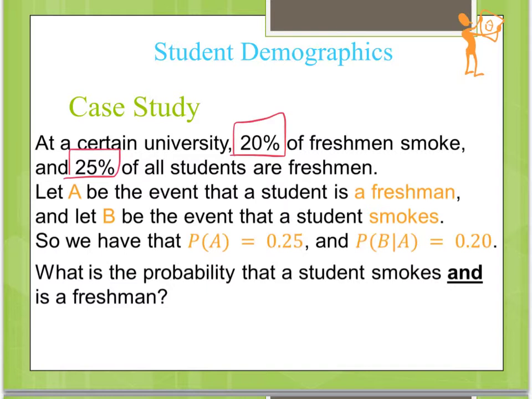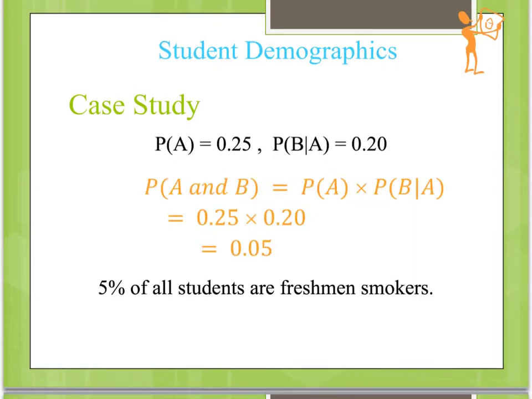So we want to know, what's the probability that they smoke and they're a freshman? To figure that out, we multiply the probability that they're a freshman times the probability that they smoke given they're a freshman. And we find that 5% of all students are freshman smokers.